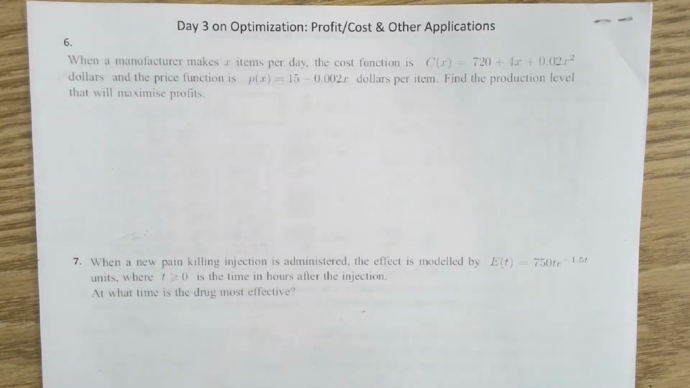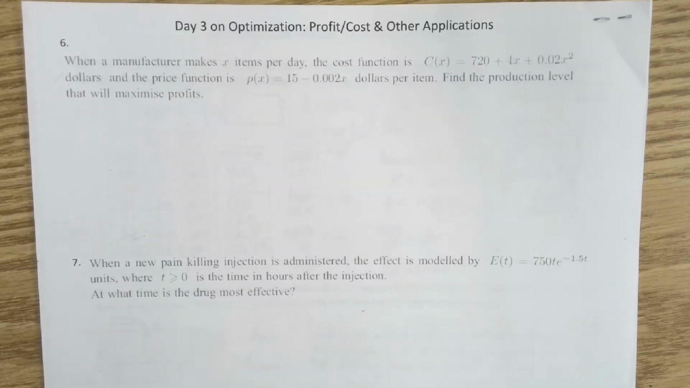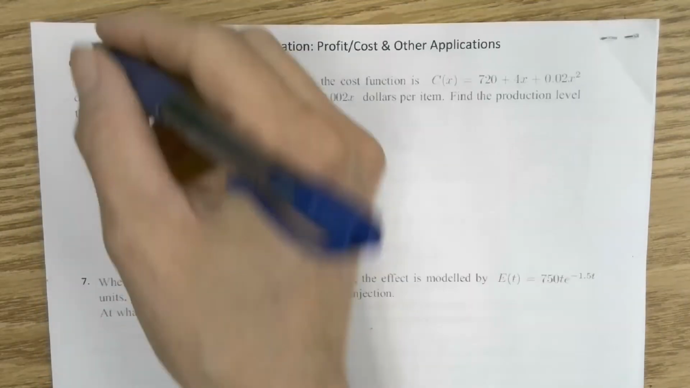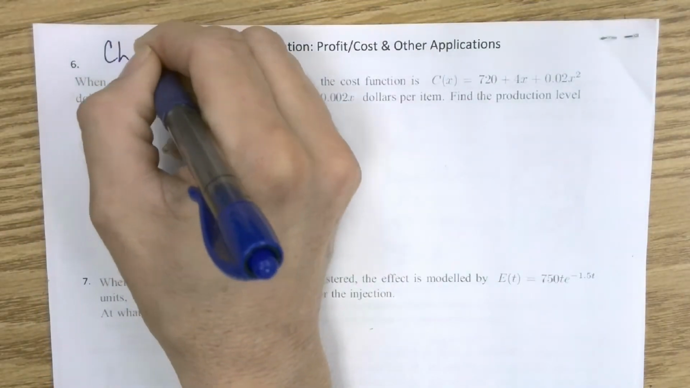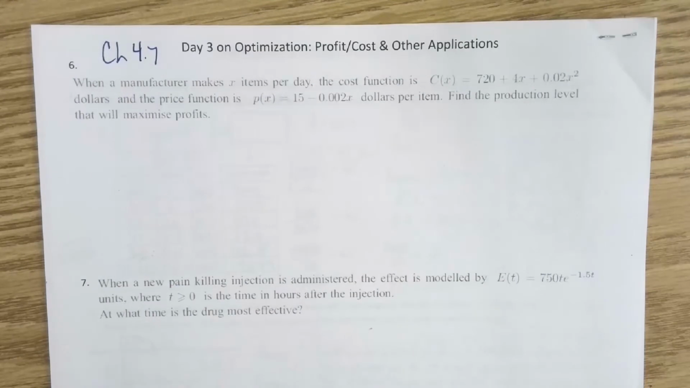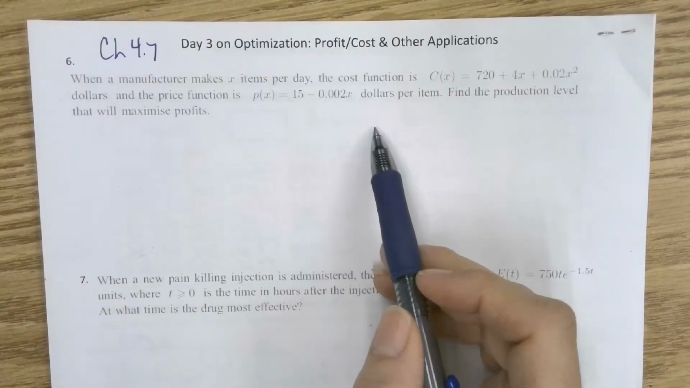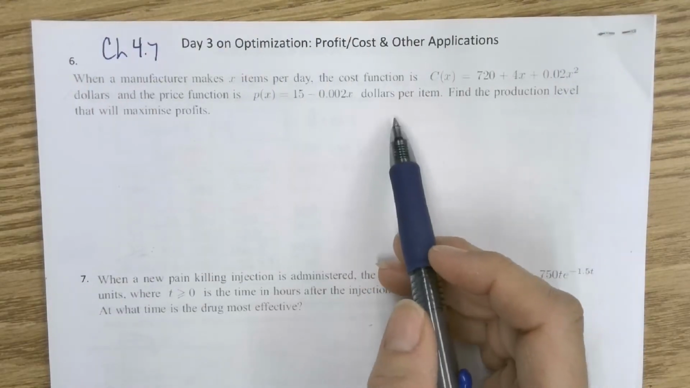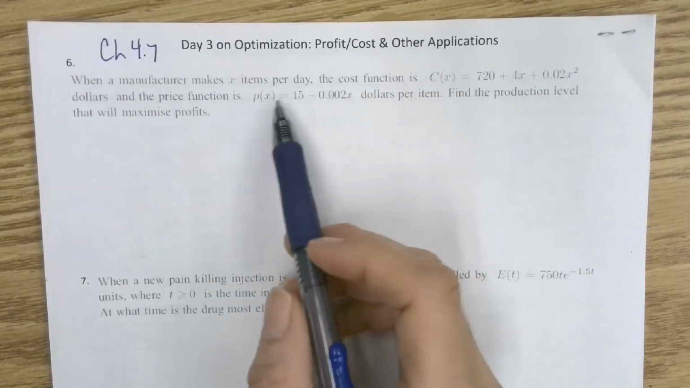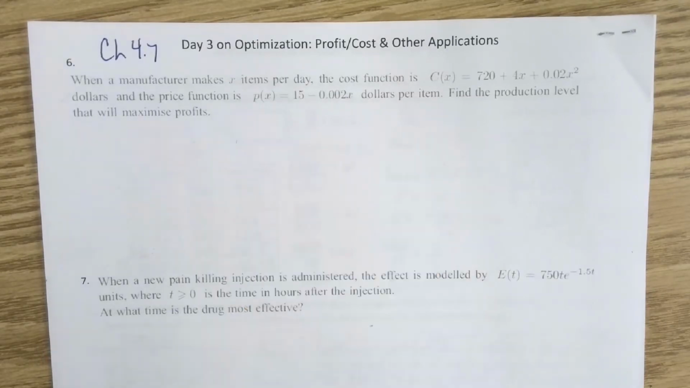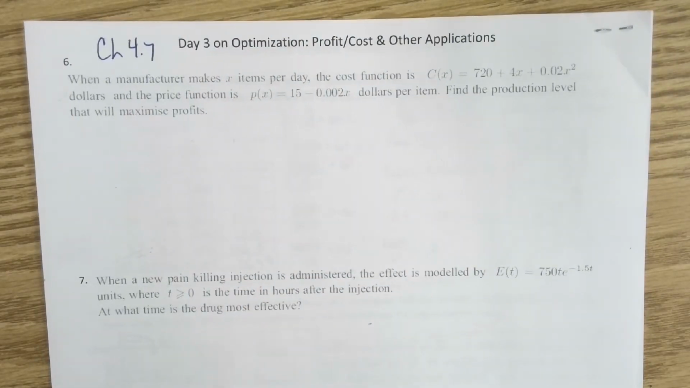Alrighty, we are continuing our study of optimization in our AP textbook. This is chapter 4.7. In our IB textbook, it's a combination of chapters 5.4 and a section in chapter 13. So we're going to take a look at a profit, cost, revenue question today. If you're following along in your notes packet, this is on day 3, page 4.